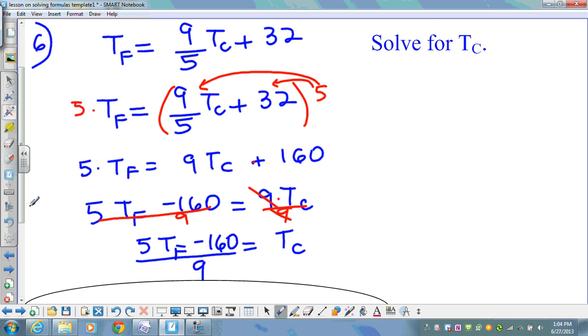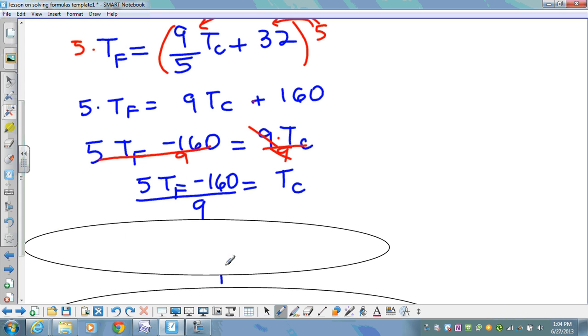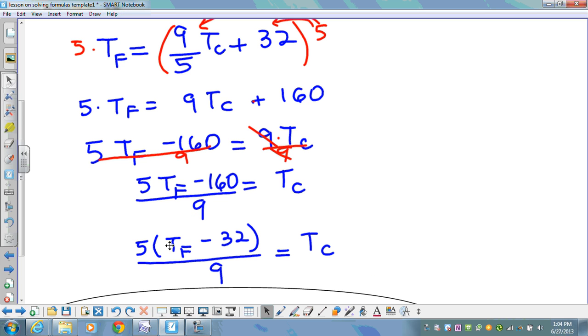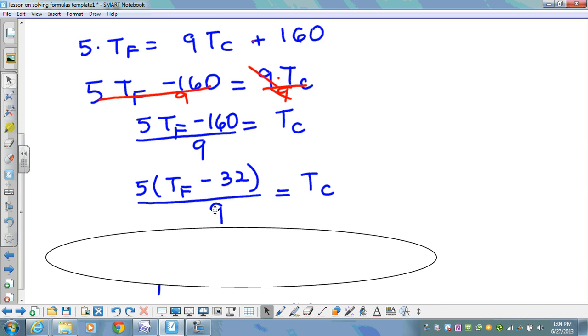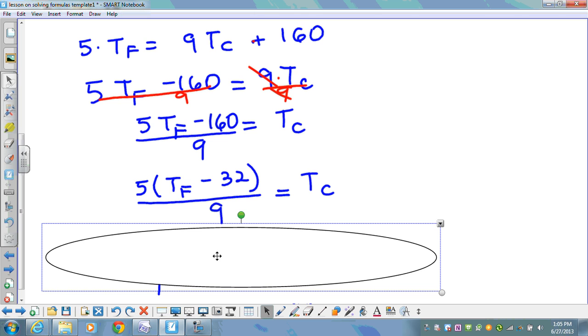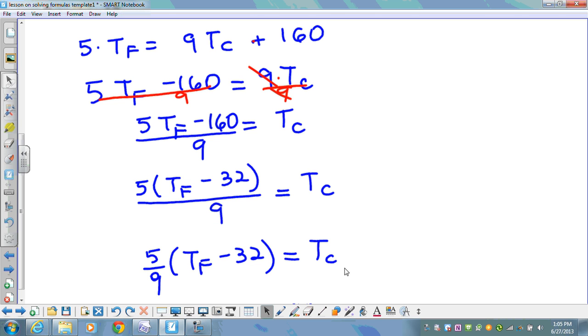But sometimes, if you check the answer with the answer in the back of the book, you might find that they don't leave it in that format. If you factor out a 5 from the top, you can also leave the answer as 5 times quantity t sub f minus 32 divided by 9, or maybe even with the 5 ninths factored up front, you might also see the answer like this. Just know that all three of these answers are equivalent. Your professor may prefer one version over the other, but technically they're all equivalent answers.